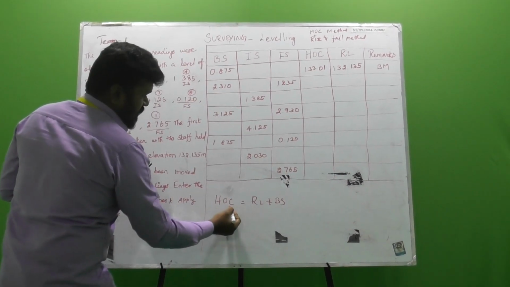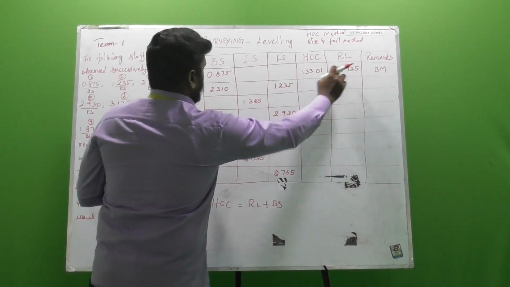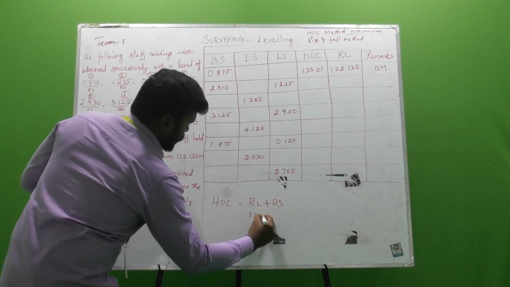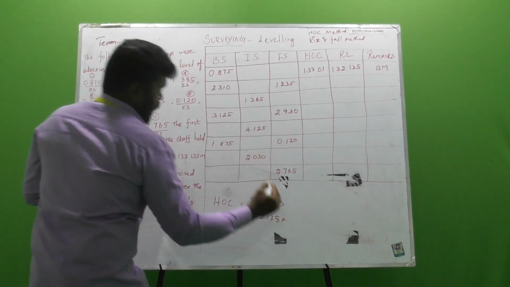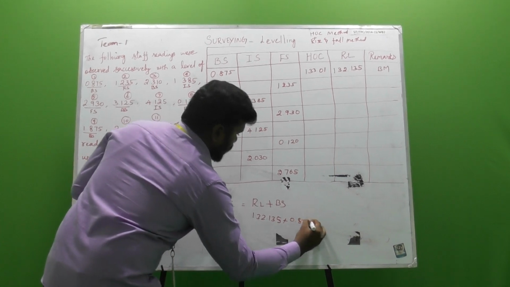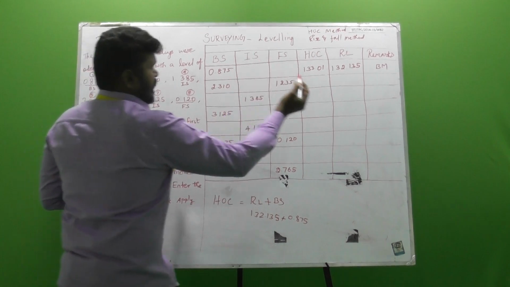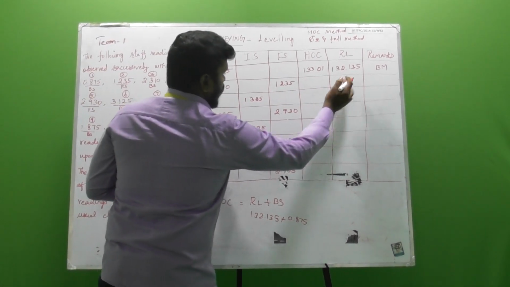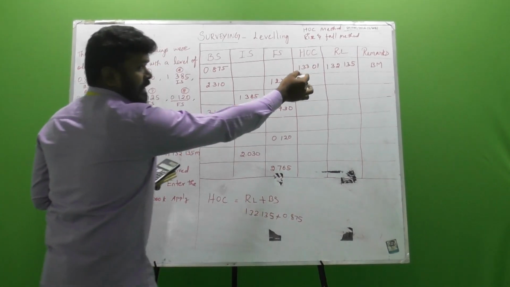How will you find the HOC? HOC is equal to RL plus BS. The RL value is 132.135 plus the BS value 0.875. So the final value is 133.01. Next we have to find the RL value, but we don't know the RL value. We have to find that RL value.